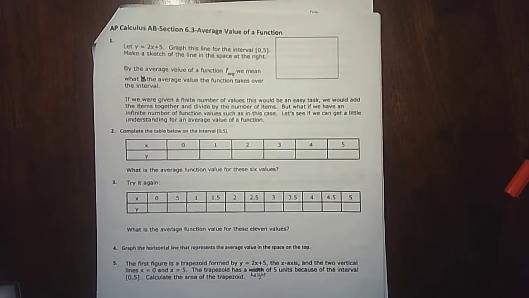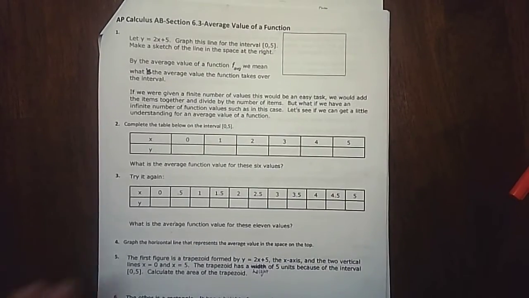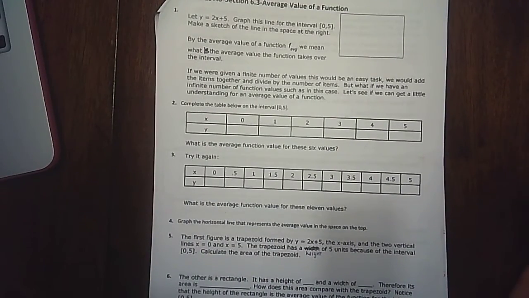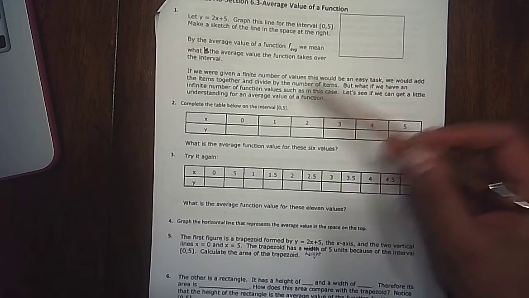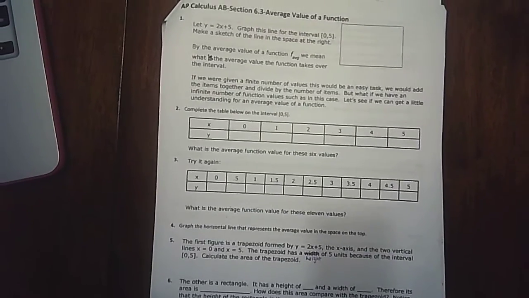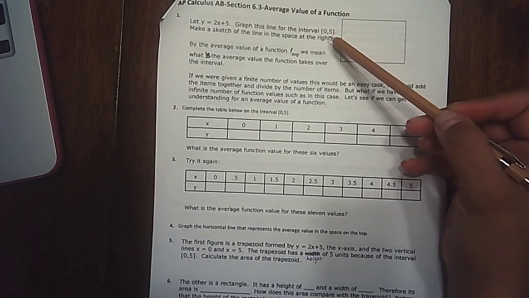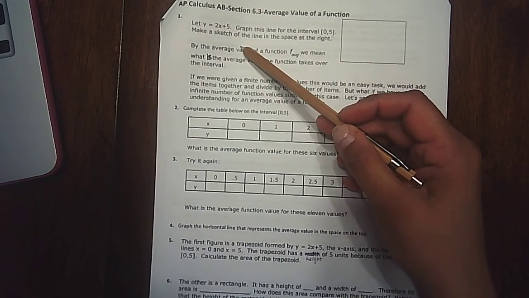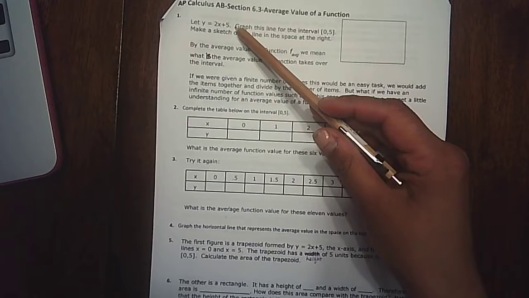Hi guys, hopefully you're watching this because you've done page 10. You can just check your answers to page 10 after I quickly review where we left off in class. So in class, we concluded that the height of a rectangle is the average value of a function. Let me review what this rectangle has to do with this function.